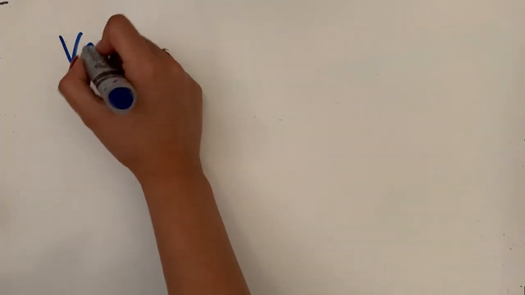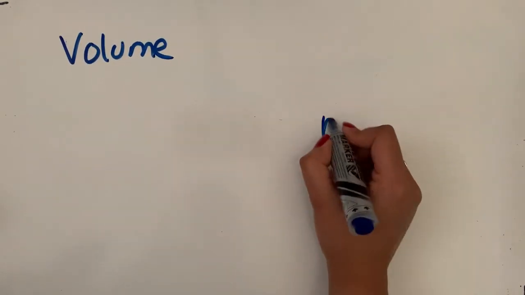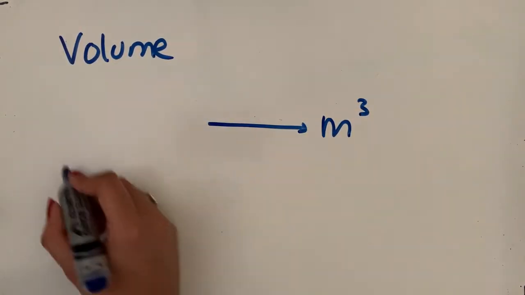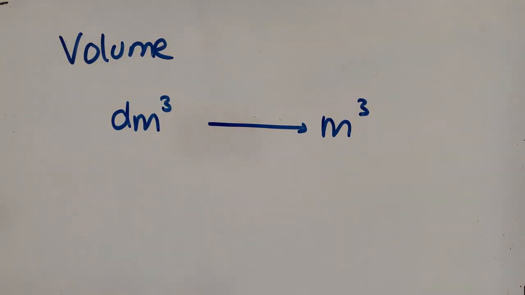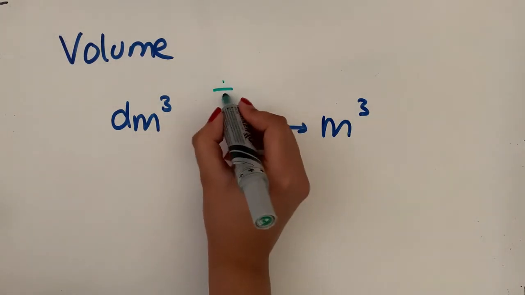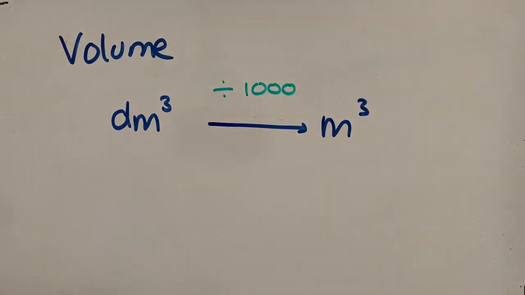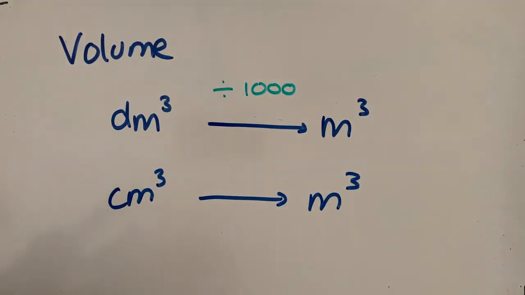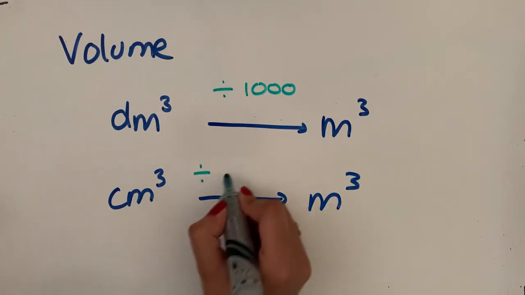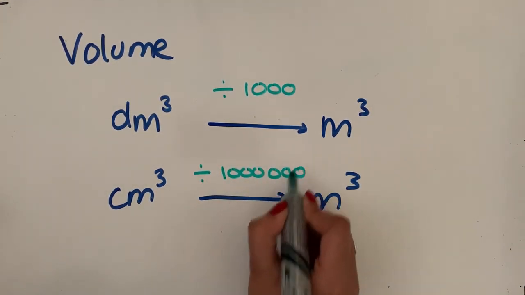Let's now have a look at volume conversions. As we said, everything must be in meters cubed. A lot of the time things are in decimeters cubed. To go from decimeters cubed to meters cubed, we must divide by 1,000. And sometimes if it's in centimeters cubed, to go to meters cubed, this one is going to be divided by 1,000,000.